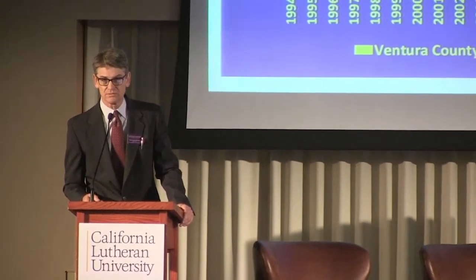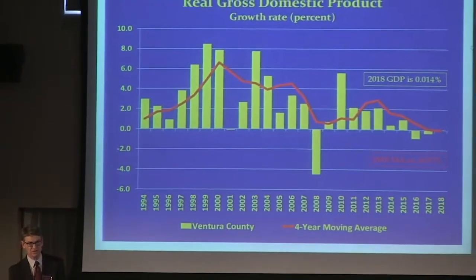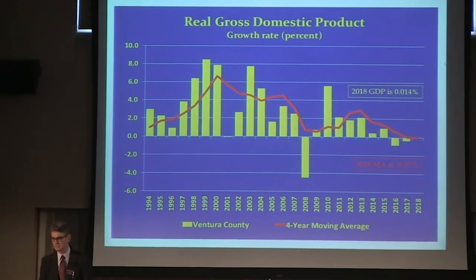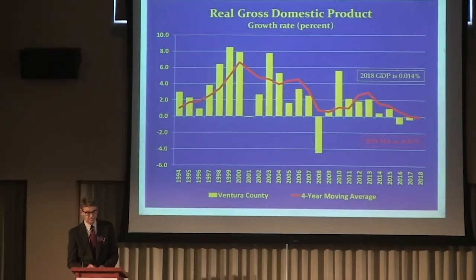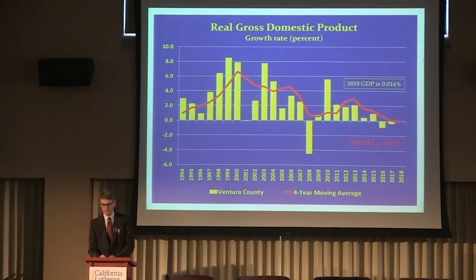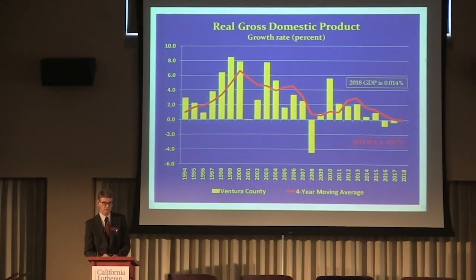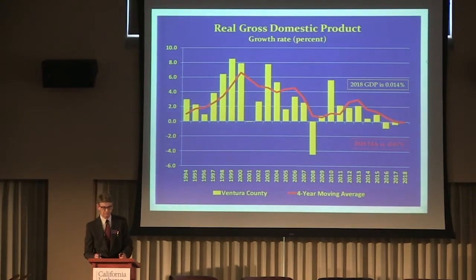Right direction. So let's start off with gross domestic product. This chart shows that in the past 5 years, GDP has either been essentially 0, barely above 0, or negative. If you take the average of the past 4 years, it is a negative number. That's the red line in the chart. So our standard broad measure of economic activity indicates that the county is either contracting or not growing.